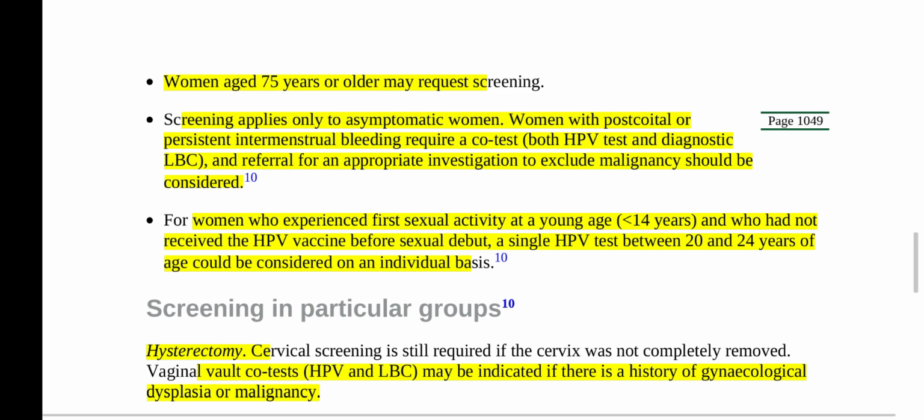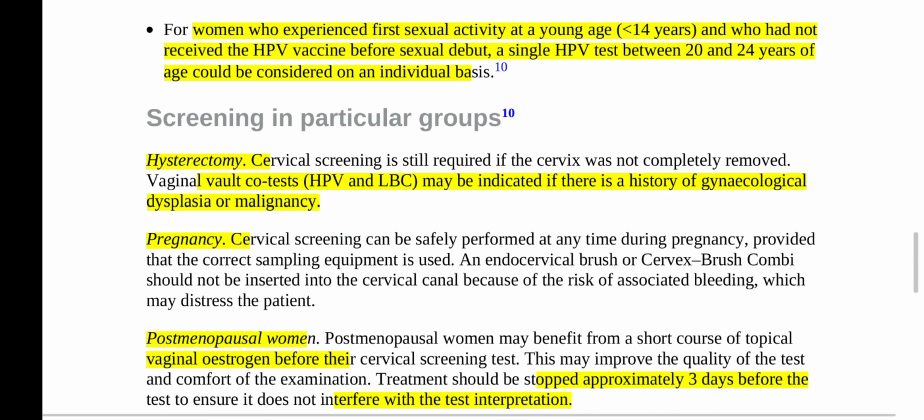Please note this point. For women who experience first sexual activity at a young age, less than 14 years, and who do not receive the HPV vaccine before sexual intercourse, a single HPV test between 20 and 24 years of age could be considered on an individual basis. Then screening in particular groups. For those women who have undergone hysterectomy, a vaginal wall co-test is required.